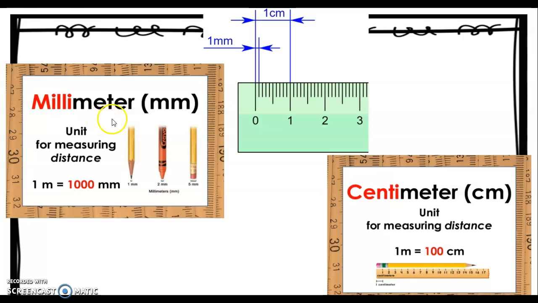Again, millimeters and centimeters are both units for measuring distance. Millimeters being your smaller units. Centimeter will be the next smallest unit. There are 100 centimeters in a meter. 1,000 millimeters in a meter. Because they're so small, it takes so many of them.